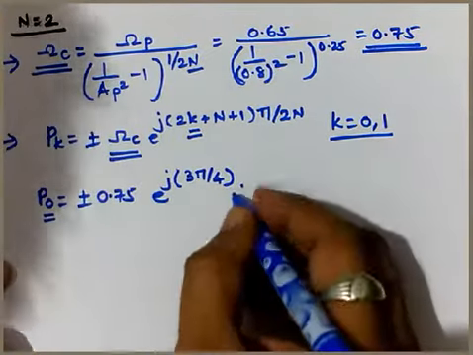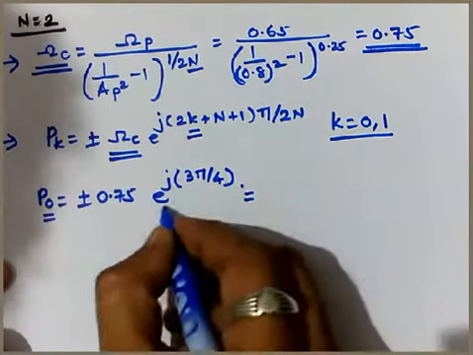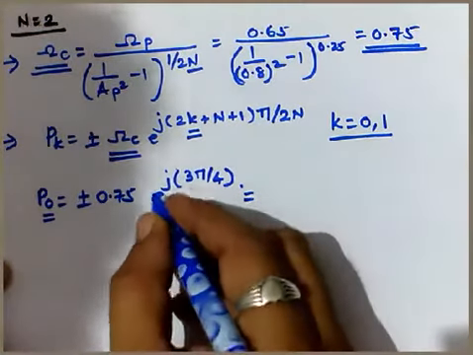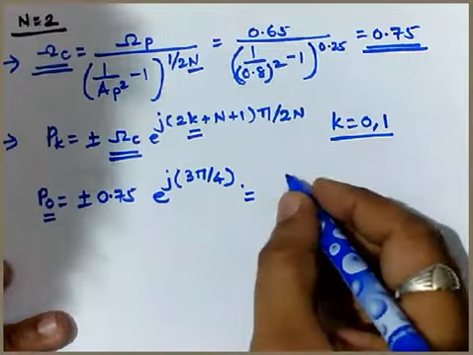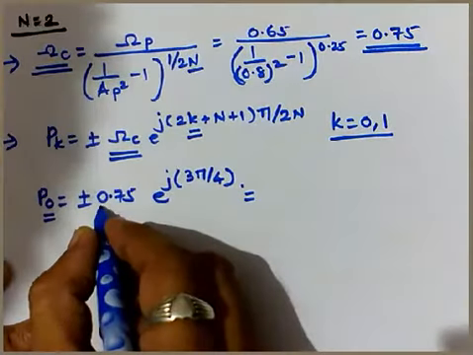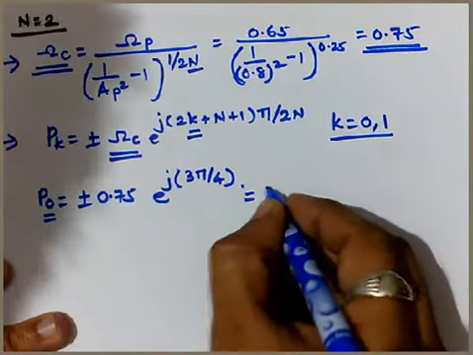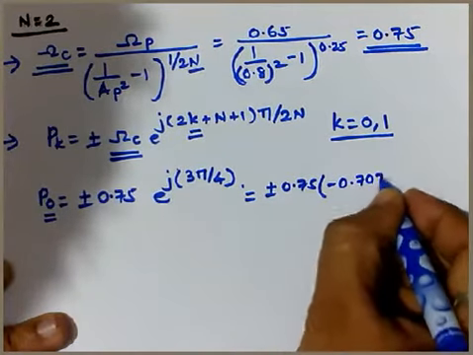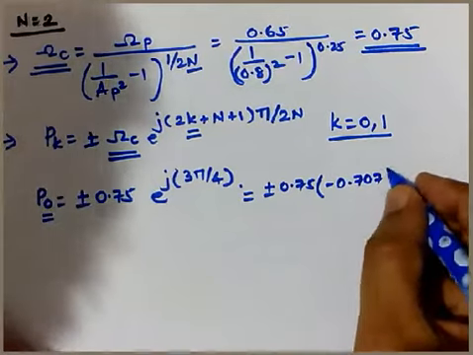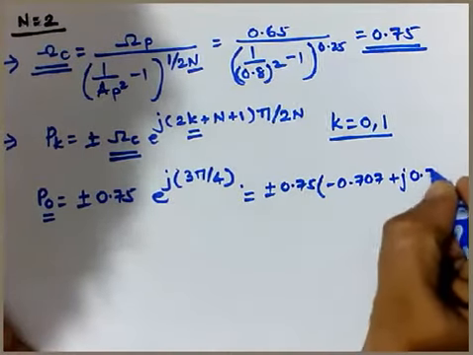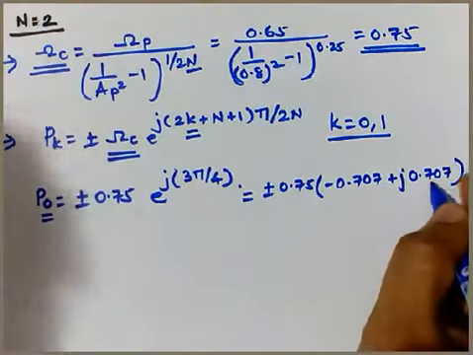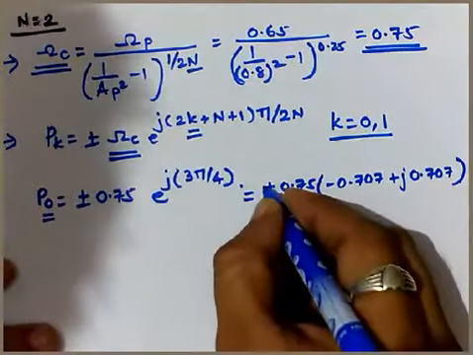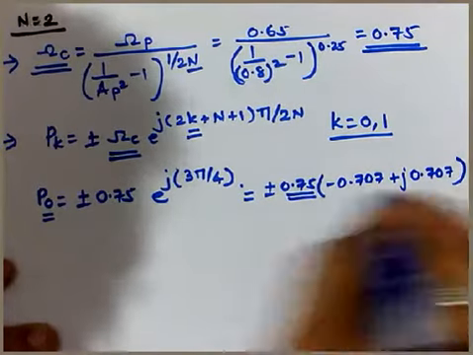So solving it with respect to the value cos 3π/4 + j sin 3π/4, it will give the values, which are nothing but, after multiplying 0.75, first of all let me write it here: 0.75 times (−0.707, that is cos 3π/4, plus j 0.707, that is sin 3π/4). Now once it is done, let's multiply with the plus 0.75 first of all into the bracket.